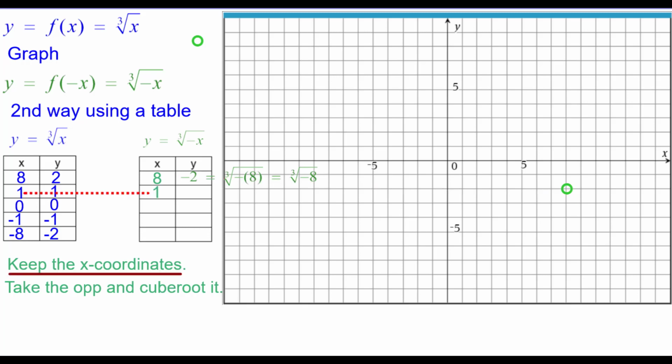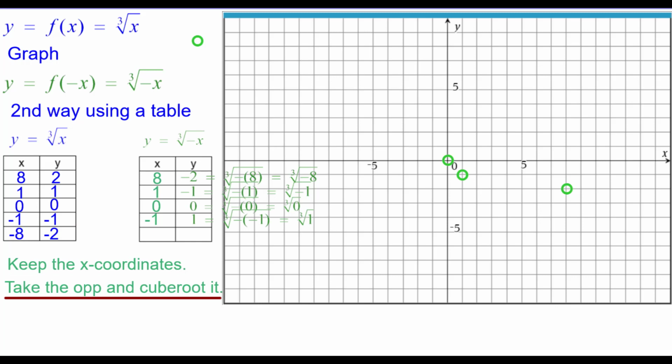When x is 1, the cube root of the opposite of 1 is the cube root of -1, which is -1, so 1, -1. When x is 0, the origin stays the same. When x is -1, the opposite of -1 is +1, and the cube root of +1 is 1, so -1, 1. And finally, when x is -8, the opposite is +8. The cube root of +8 is 2, -8, 2.